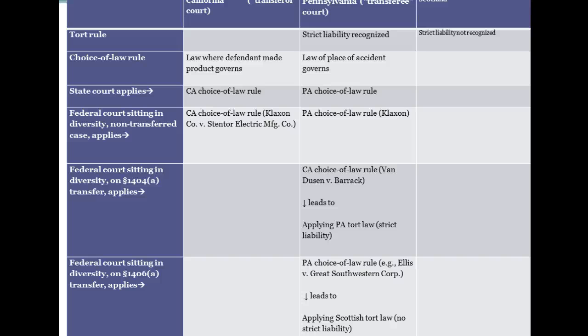Now, the regular federal court, if we didn't have a transfer of venue going on, then a federal district court in California would apply the California choice of law rule, and a federal district court in Pennsylvania would apply the Pennsylvania choice of law rule. That's the same thing we said in the last typo.